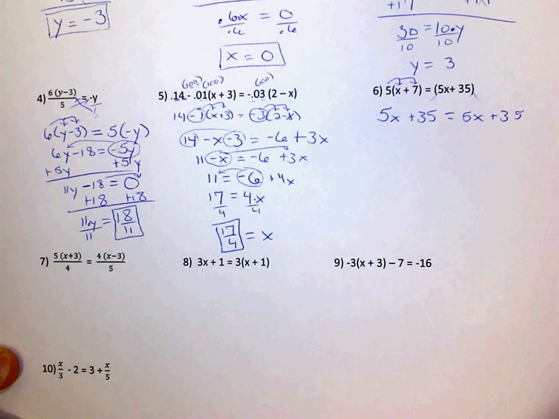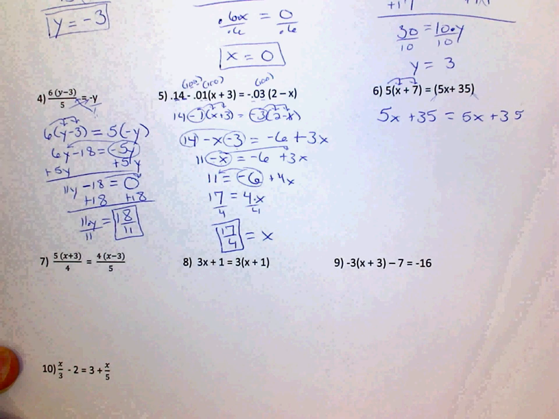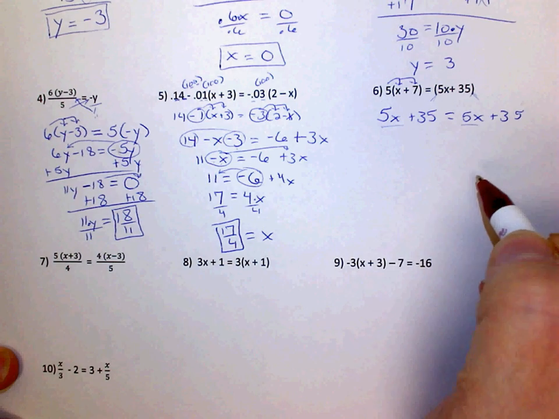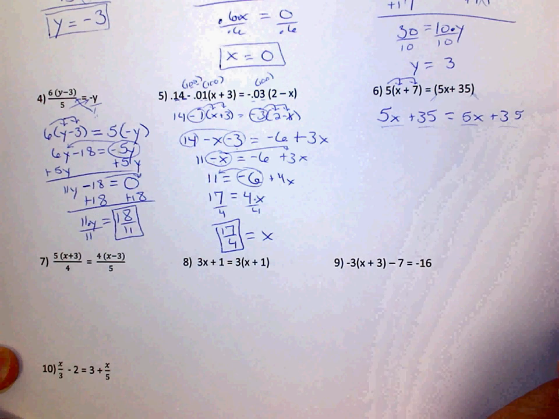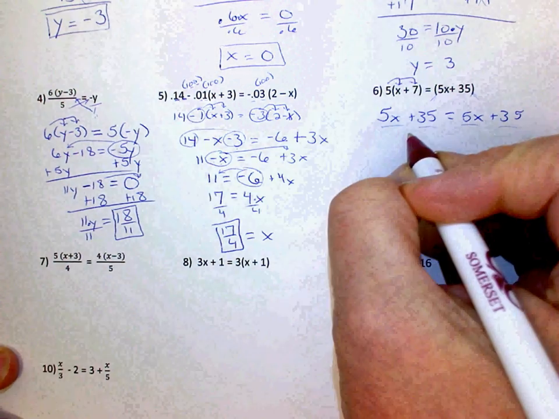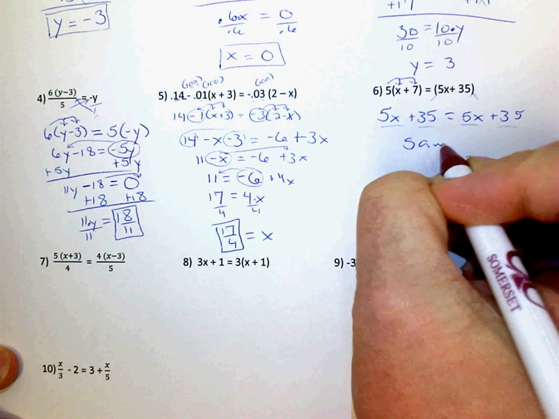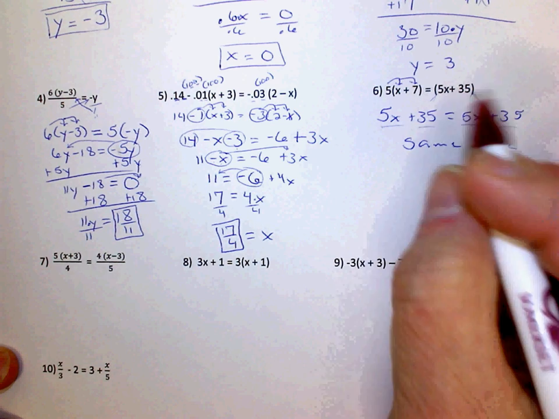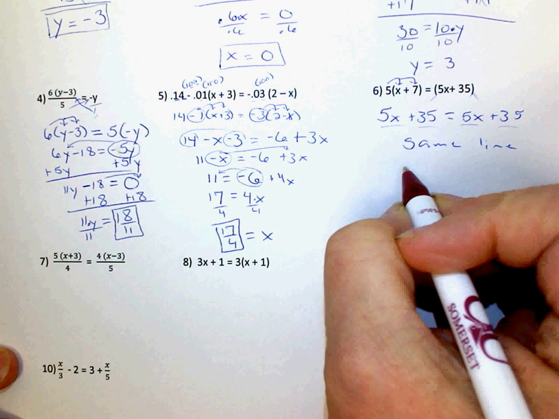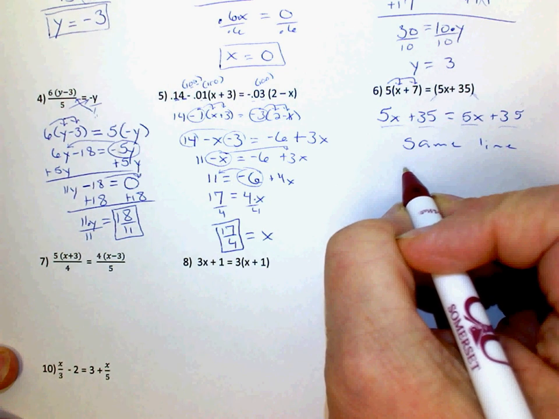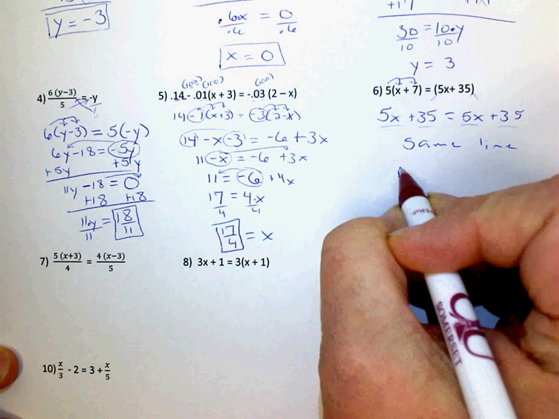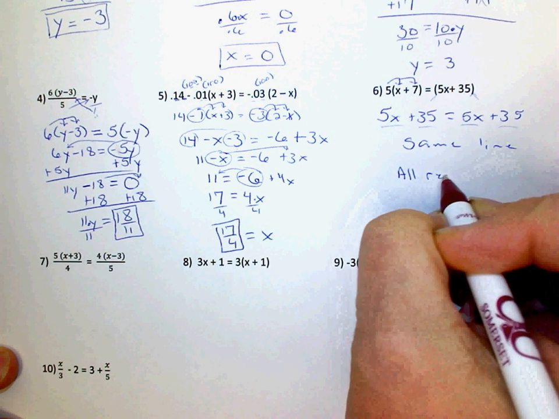Oh my goodness, what just happened? 5x equals 5x, 35 equals 35. Ooh, these are exactly the same line. Alright, when this happens, where are the same lines equal? You got it. They're equal everywhere, which means all real solutions.